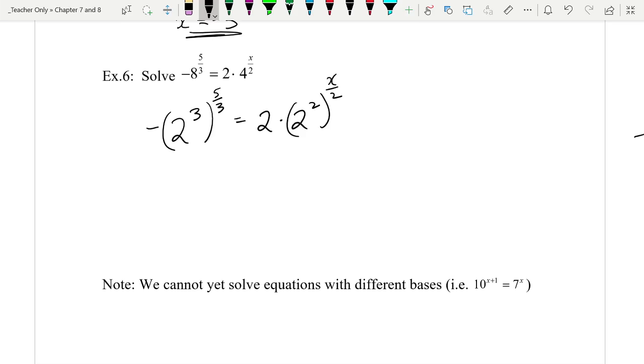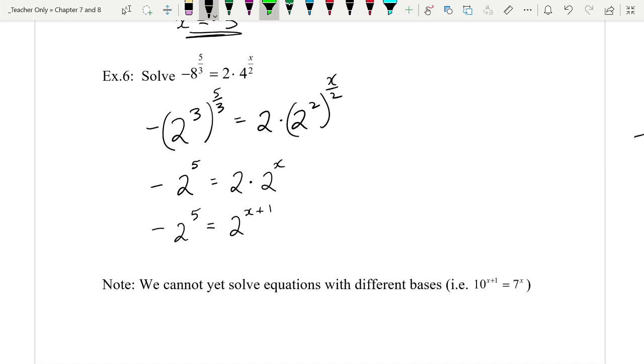All right, what can we do with this? Well, power of a power means I'm multiplying. 3 times 5/3 is just 2 to the 5. And over here, I have 2 to the 1 times 2 to the x. And I could say that this is like saying the negative of 2 to the 5 is equal to 2 to the x plus 1.